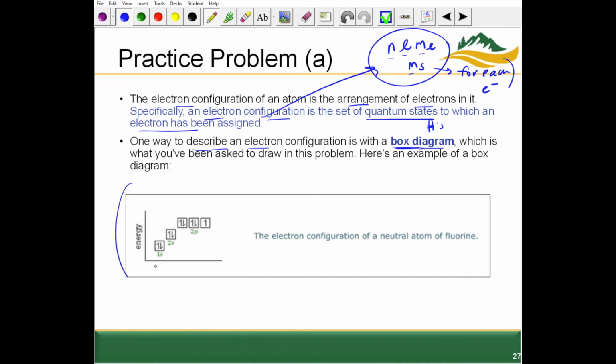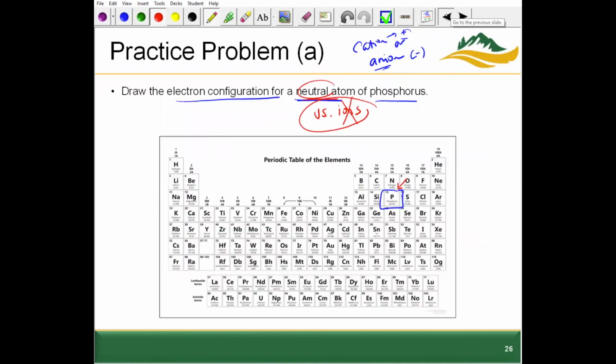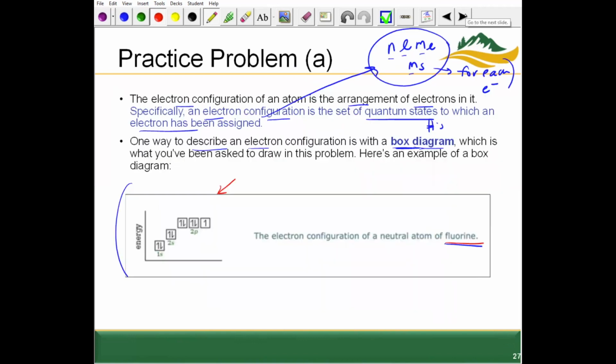Let's look at this example of fluorine. Why is this the box diagram for fluorine? How many electrons does fluorine have? Let's look at the periodic table. Here's fluorine. Fluorine has an atomic number of 9. That means it has 9 protons and therefore 9 electrons. For the increasing order of energy, we have 1s, 2s, then 2p. We need to fill 9 electrons total.